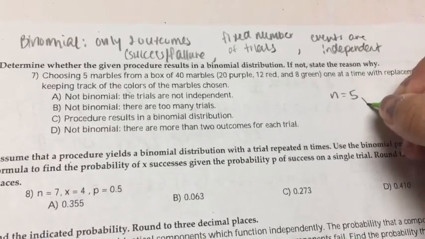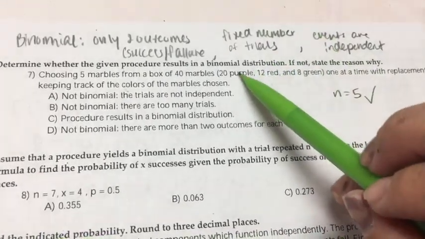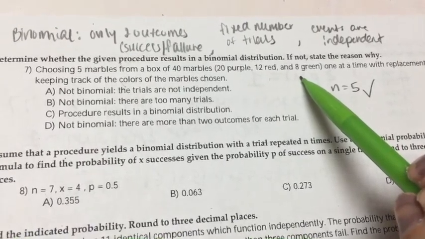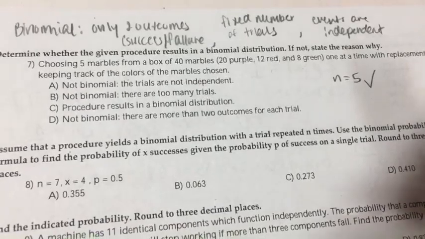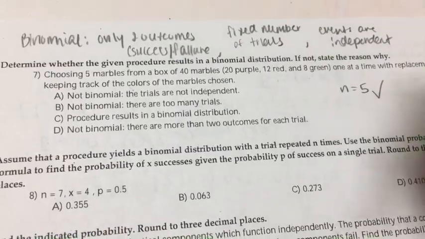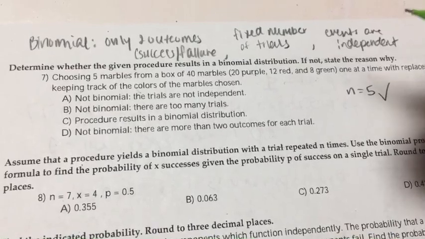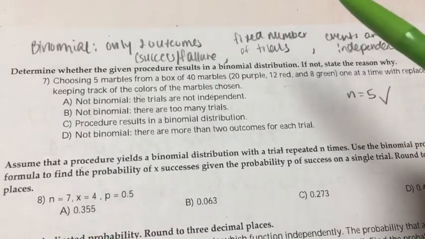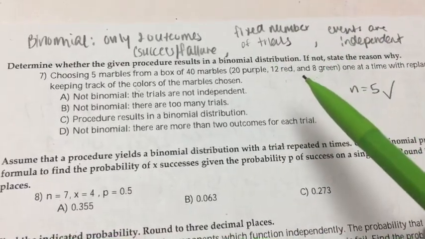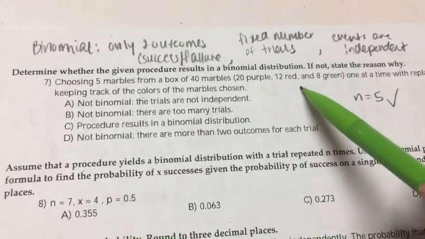That is a fixed number, so it meets that requirement. But then it's telling you that there's 20 purple, 12 red, and 8 green. And the thing with that is that it's telling you that you have these colors, but it's not telling you what's a success and what's a failure. It's not saying how many blues are there, how many not blues are there. I feel like that would be an example of a success. And it has 3 outcomes too. So it doesn't have a success or a failure identified in the problem, so it doesn't fit that requirement.